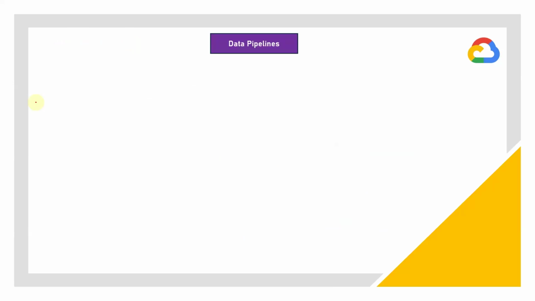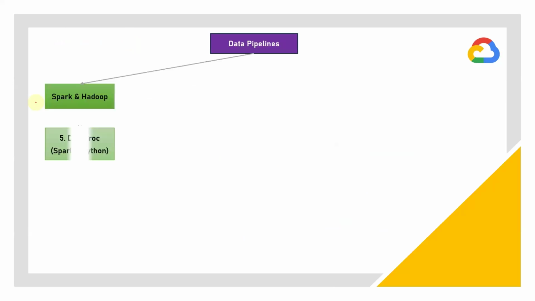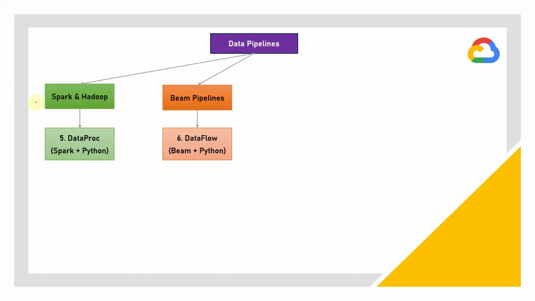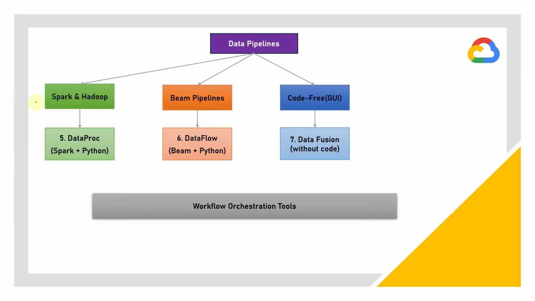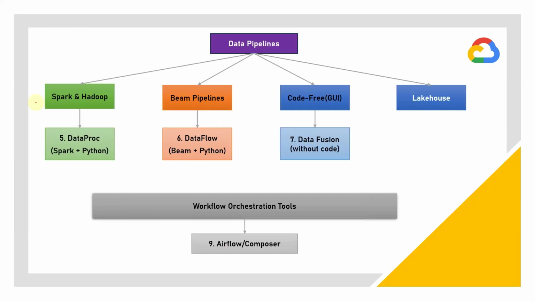When it comes to the data pipelines, you can create Spark and Hadoop pipelines with the help of Dataproc, Beam pipelines with the help of Dataflow, code-free pipelines with the help of Data Fusion, and the workflow orchestration tool Airflow or Composer. And recently we have also added Lakehouse, that is Databricks. So these are all the things that we are going to cover, guys. 1, 2, 3, 4, 5. So here, 5 data engineering services.